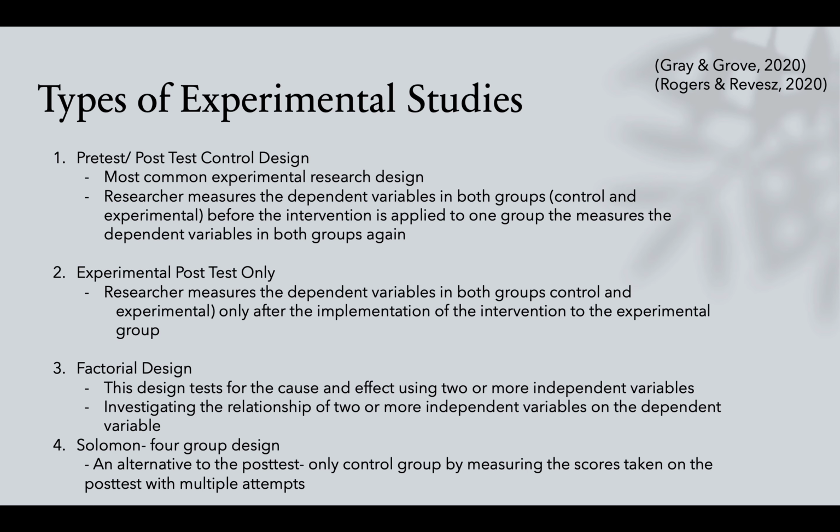Among experimental research, there are different types of studies. The most common design is a pre-test, post-test control design. In this design, the researcher measures the dependent variables in the control and experimental group before the intervention is applied. Then, the researcher measures the dependent variable in both groups after the intervention is applied to the experimental group.